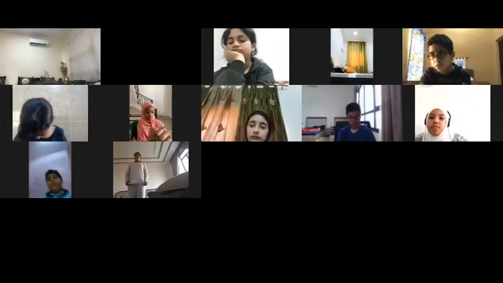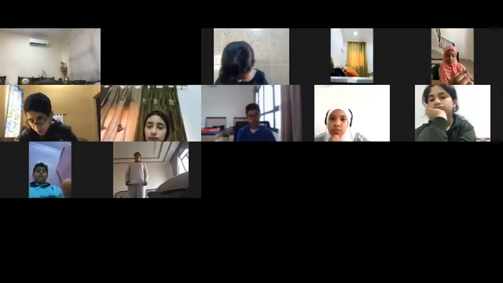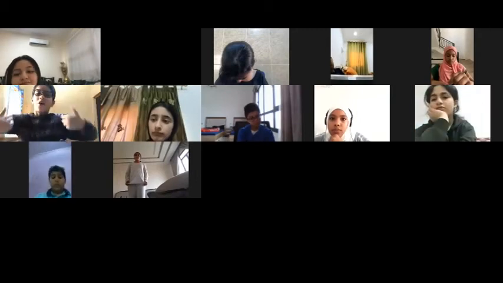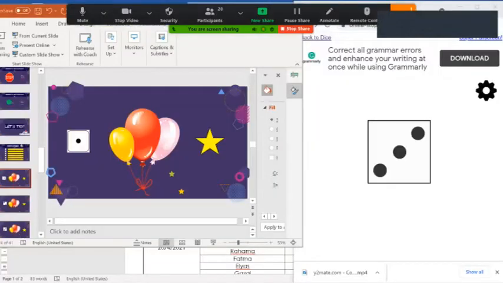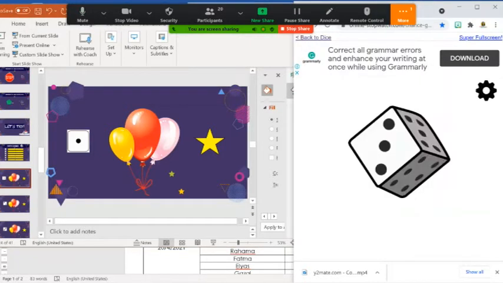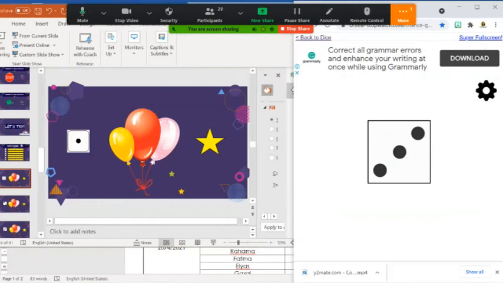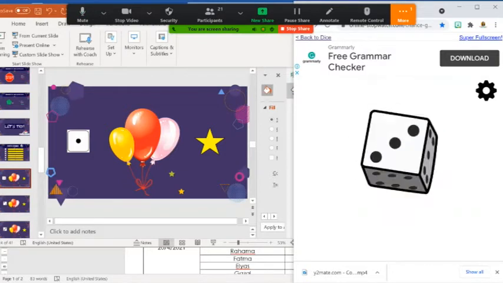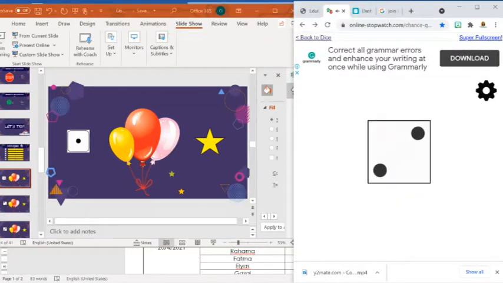I'm just preparing the dice. You ready? Okay. So I'm going to roll the dice. Do you see the dice on the right part of the screen? Yes. I'm going to roll it again. It's two. We have 2.